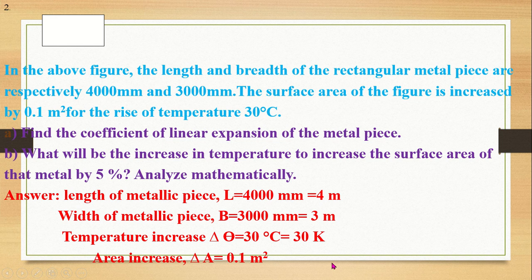So for A, find out the coefficient of linear expansion of the metal piece. But here the information given is related to superficial expansion. So from beta we have to find out the value of alpha. So at first we have to find out the value of beta. Initial area A1 equal to length into breadth, that is equal to 12 meter square. For finding out the coefficient of area expansion, we need the initial area.